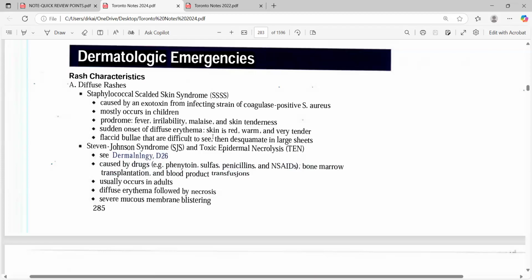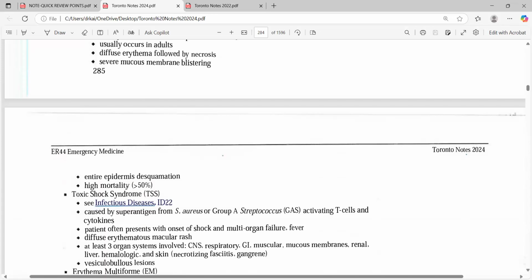Then Steven-Johnson syndrome or toxic epidermal necrolysis can be caused by drugs, bone marrow, or transplantation. Which drugs can cause it? Penicillin, NSAIDs, sulfa, phenytoin. A lot of patients on penicillin do not know that they had a hypersensitivity to penicillin, and now they develop this one. In this one, there is even severe mucous membrane blistering too.